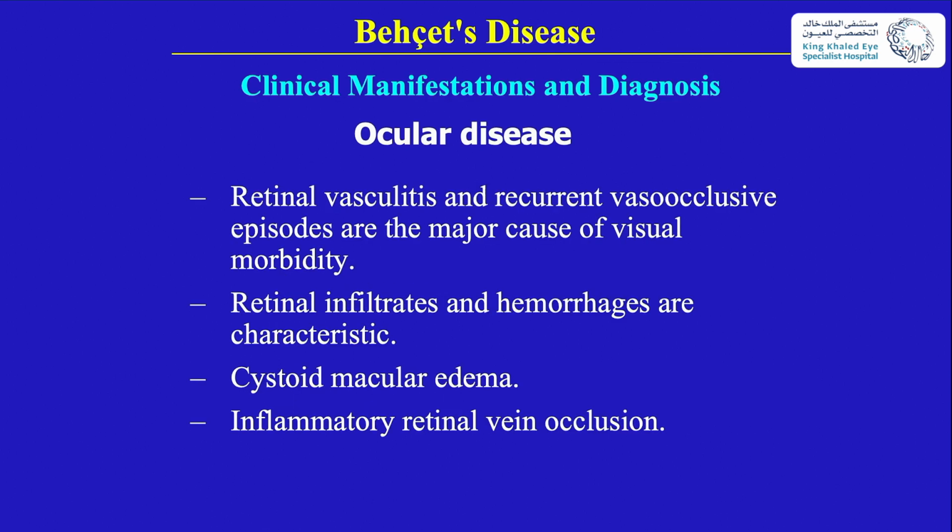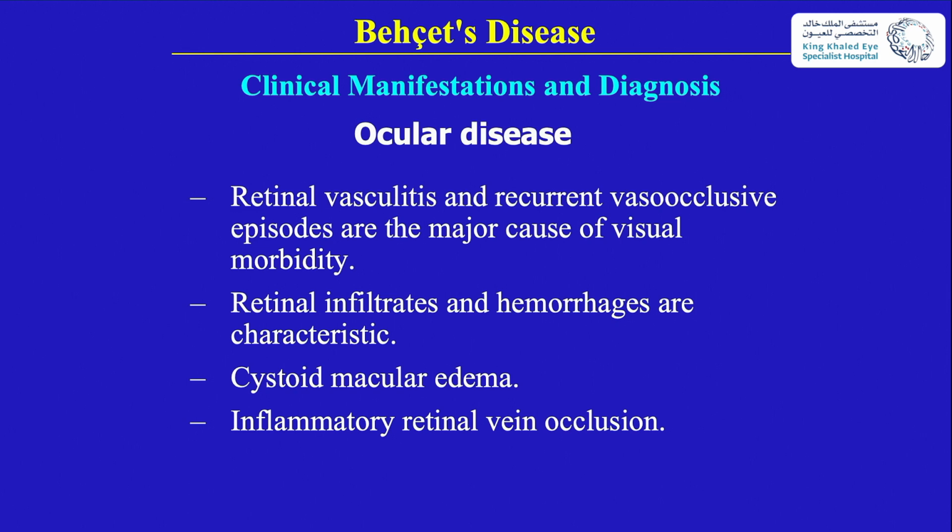The major cause of visual loss, and it will cause retinal atrophy, optic nerve atrophy, and sclerosed vessels, is recurrent episodes of vaso-occlusive retinal vasculitis. That's why we always say that if the patient had an attack, we need to suppress the inflammation as soon as possible and to prevent relapses by adequate treatment.